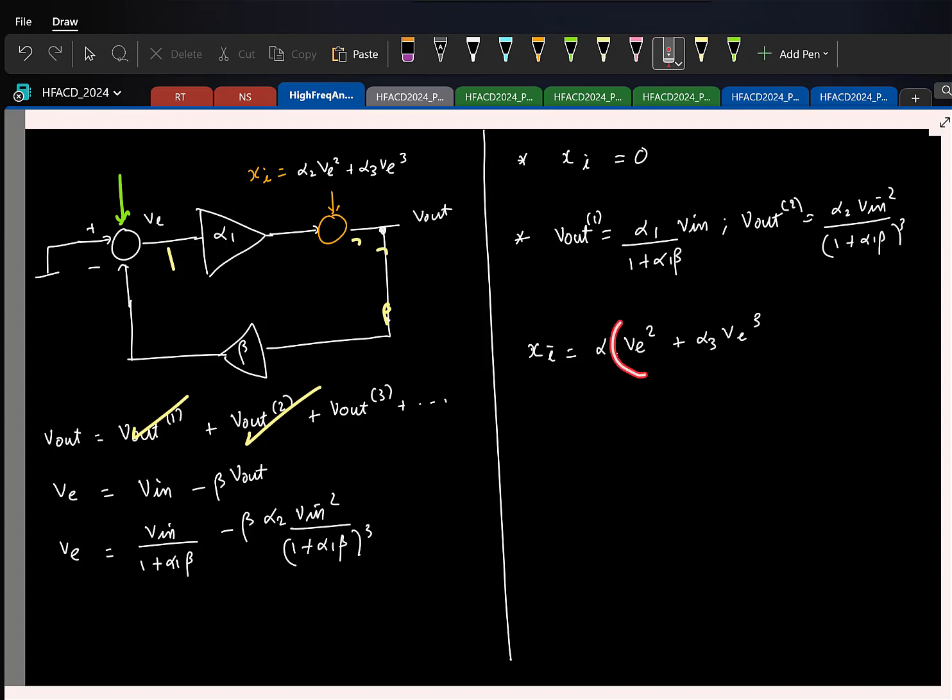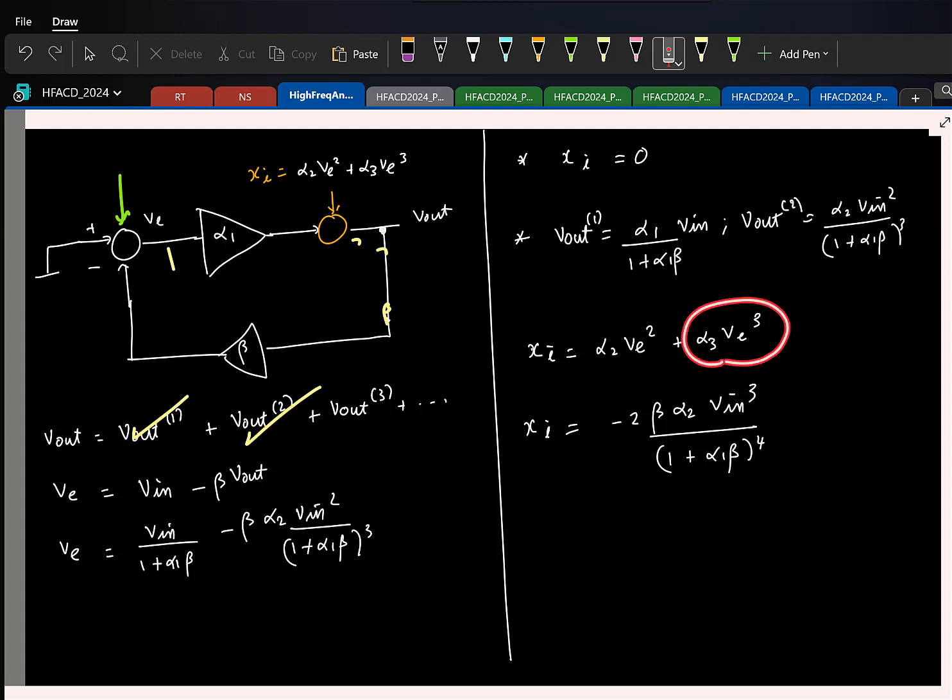This guy is getting squared. So if I square this, which term will contribute to third order nonlinearity? If I square this thing, I get the cross term that will generate it. So that is basically minus 2 beta alpha 2 v in cube by 1 plus alpha 1 beta whole power 4. So this is the third order term I'll get from here.